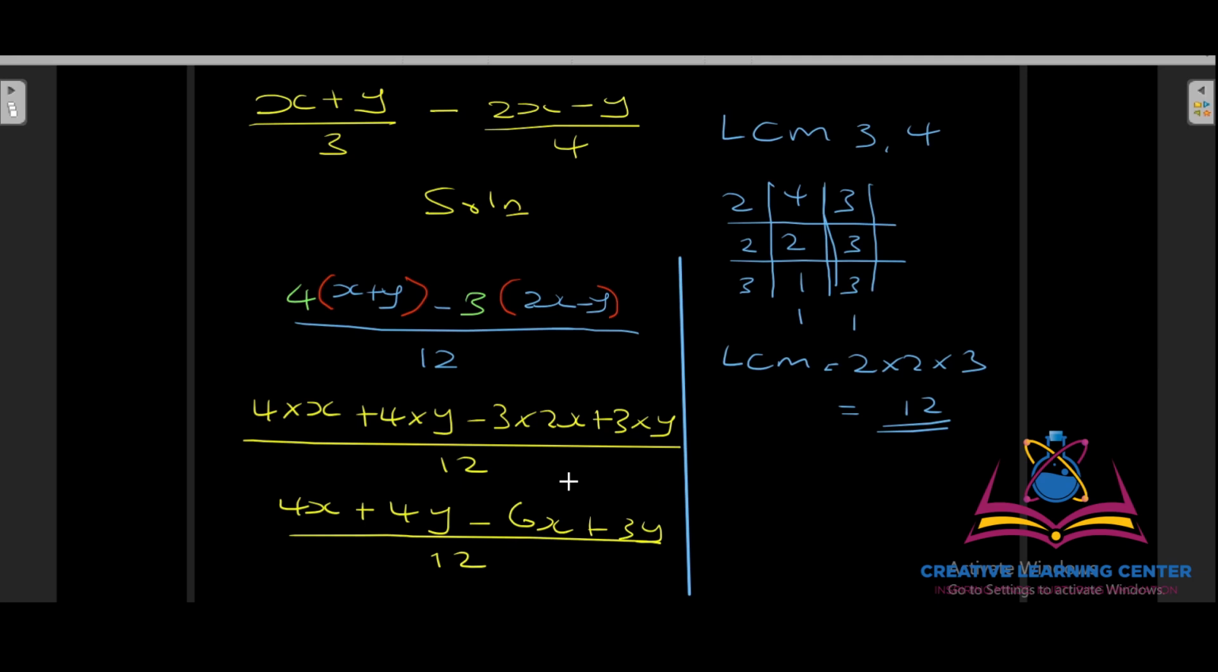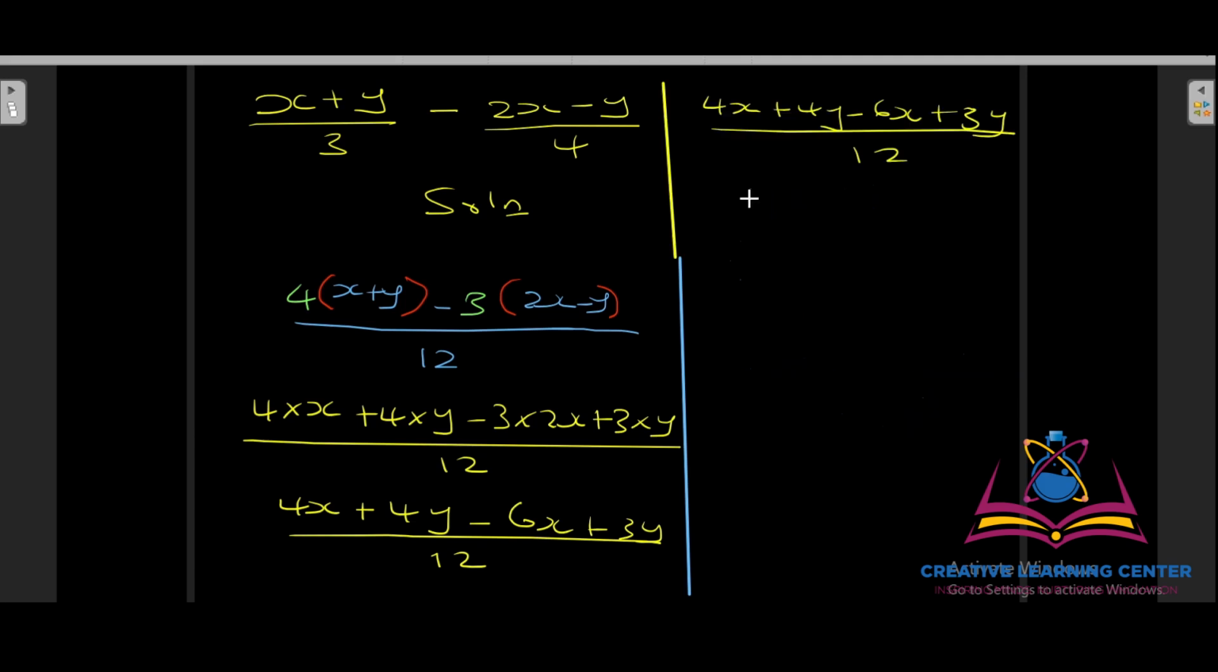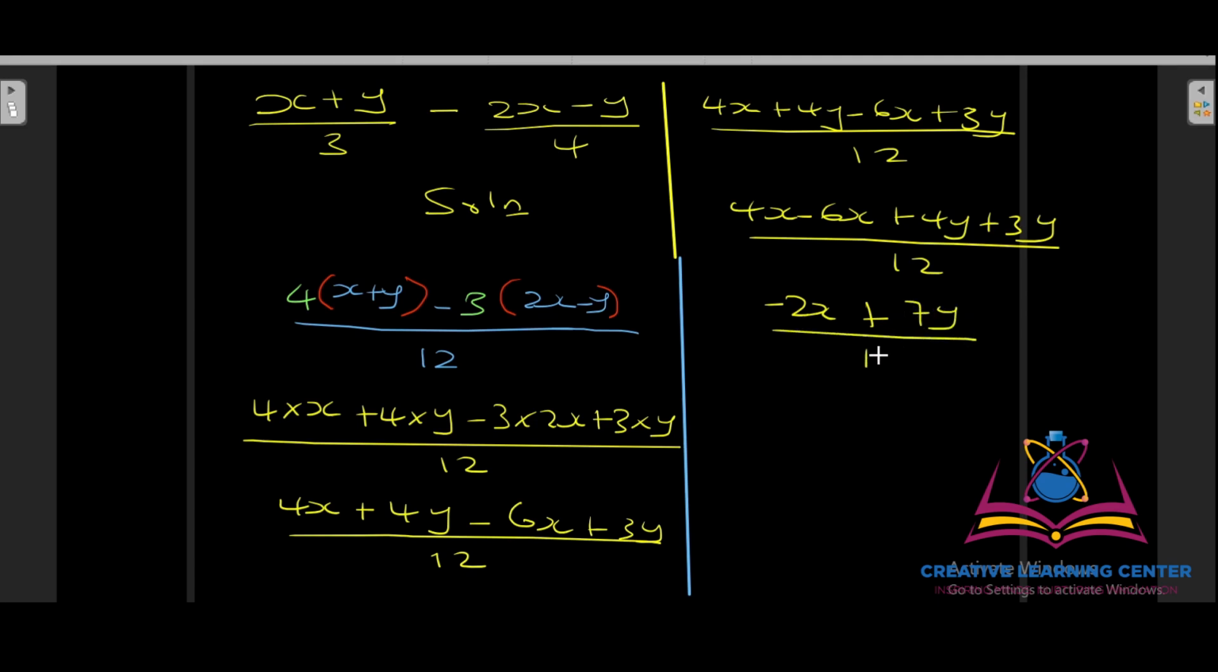Then here we are going to collect like terms. It will turn out to be 4x minus 6x, then plus 4y plus 3y, over my LCM, which was 12. Now if I subtract 4 minus 6, it must give us −2x. And then 4 plus 3 gives us 7y. This will go over 12.